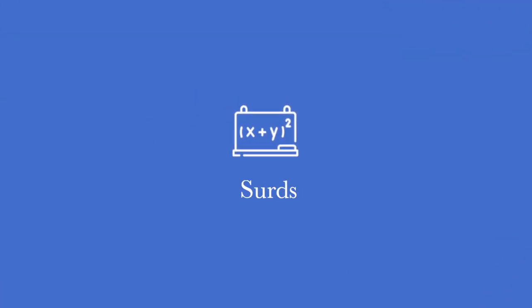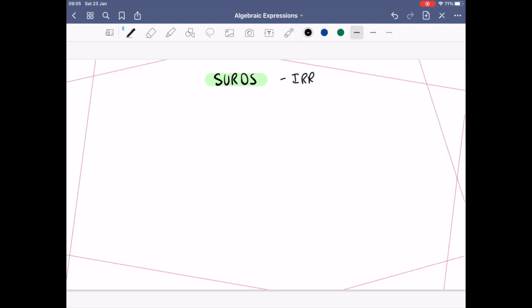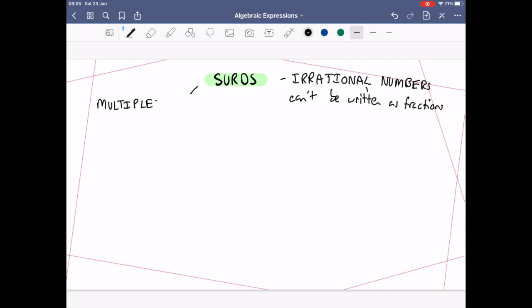Moving on now to surds. So surds are irrational numbers, meaning that they can't be written as fractions, where the numerator and the denominator are whole integers. And they're basically multiples of roots, which is anything in the form of the square root of n. So for example, 3 square root of n or 20 square root of n, pretty much anything.